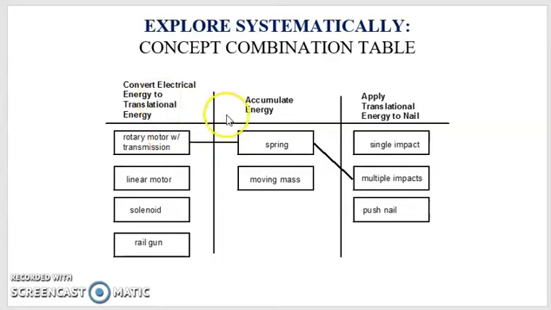The entries in this column are rotary motor with transmission, linear motor, solenoid, and the railgun. Potential solutions to the overall problem are found by combining one fragment from each of the columns. For the Nailer example, there are 24 possible such solutions, 4 times 2 times 3.